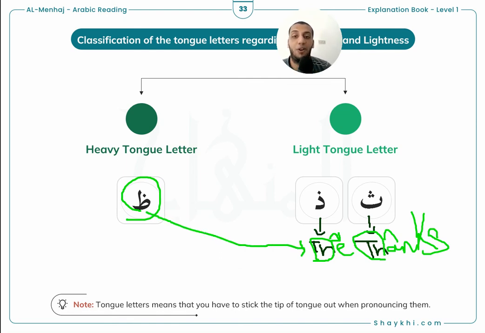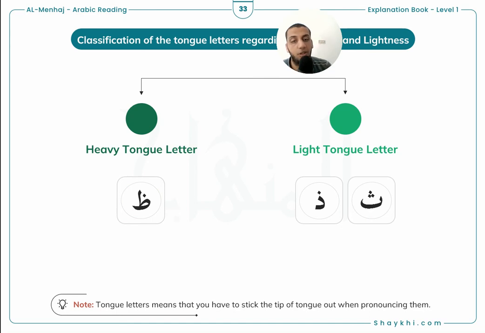So now we came to the end of our discussion today, the classification of the tongue letters or huruf al-lathawiyya into heavy tongue letter and light tongue letters.